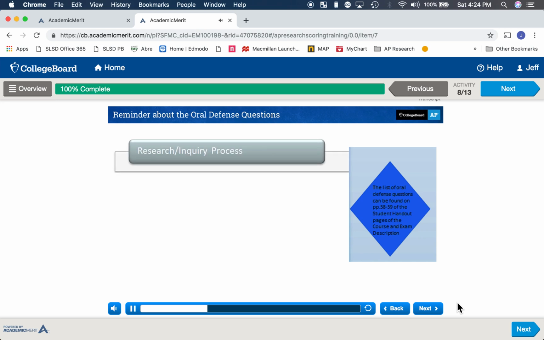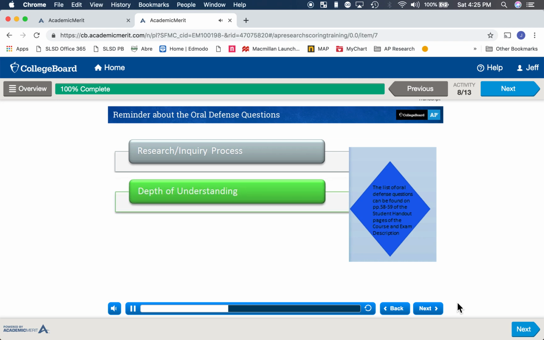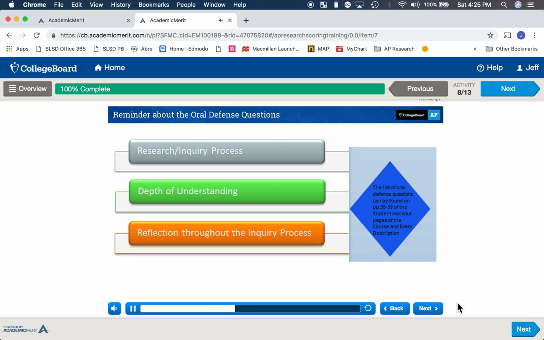The panel will ask 1 question pertaining to the student's research or inquiry process, 1 question focused on their depth of understanding, and 1 question about the student's reflections throughout the inquiry process as evidenced in their process and reflection portfolio, something we lovingly call the PREP. The optional 4th question is at the discretion of the panel.